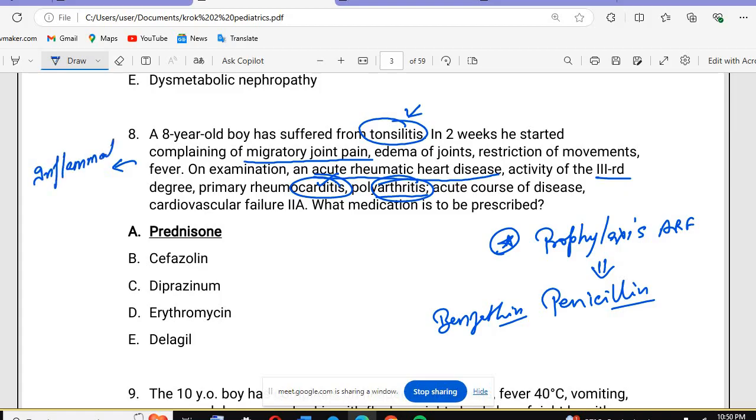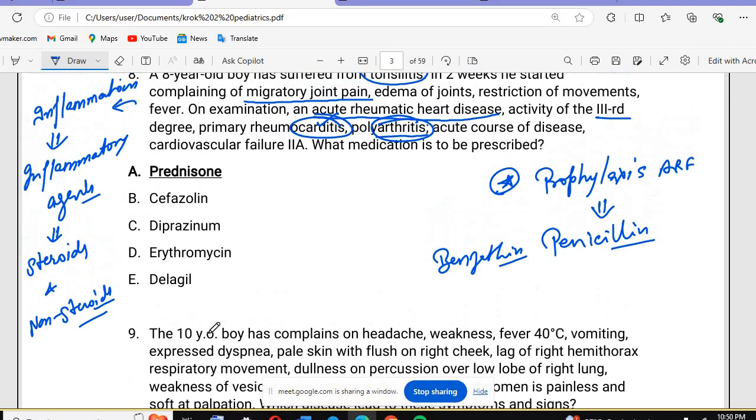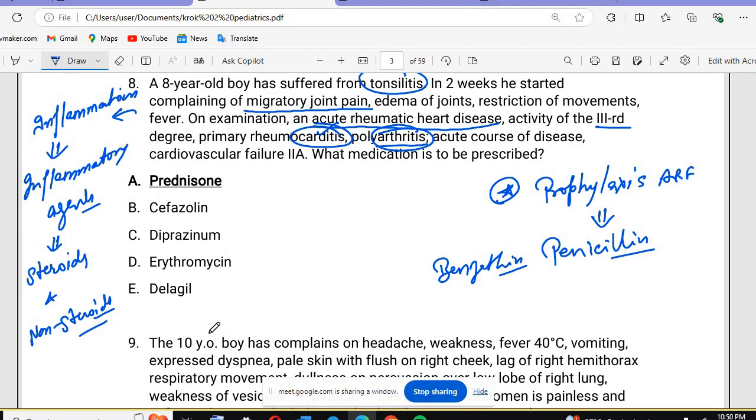And if any kind of inflammation is there, what will you give? You will give anti-inflammatory agents. What are the anti-inflammatory agents? We have steroids and non-steroids. Among non-steroids we have paracetamol, aspirin, diclofenac, aceclofenac, ibuprofen, celecoxib, rofecoxib. So these are the non-steroidal anti-inflammatory drugs. Here we will also have steroids. Prednisolone is a steroidal drug that will be given.